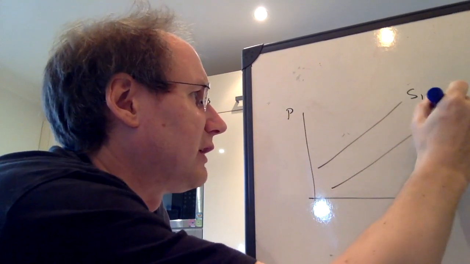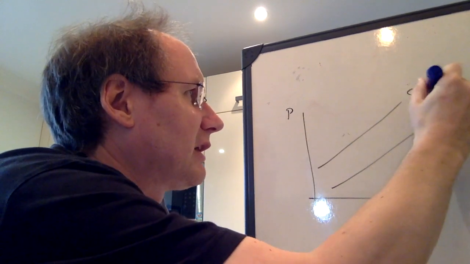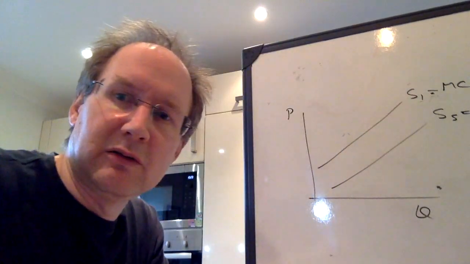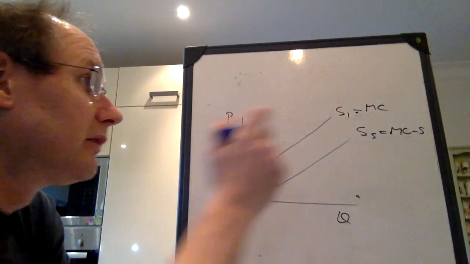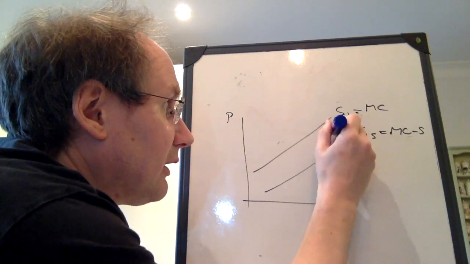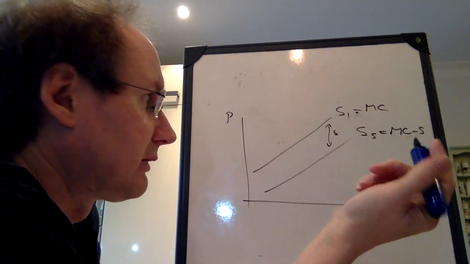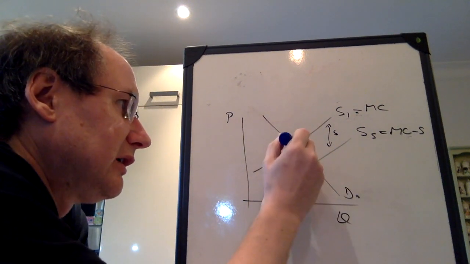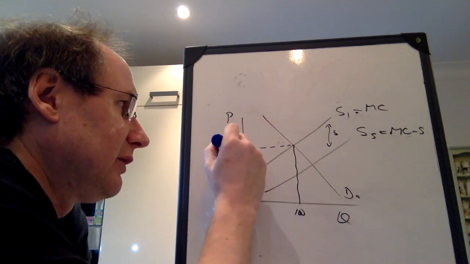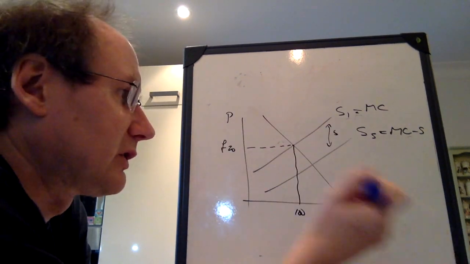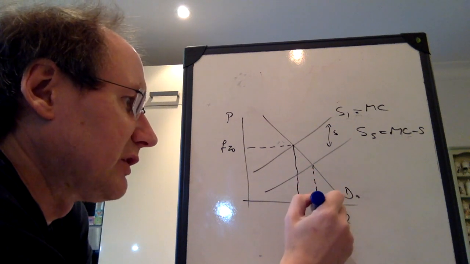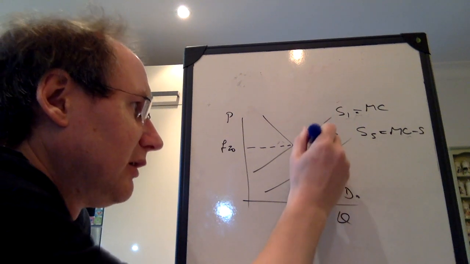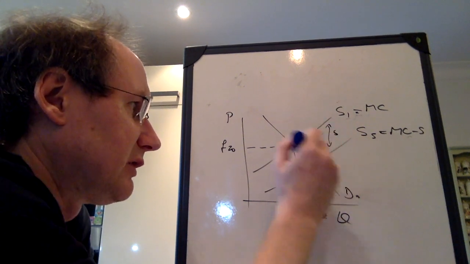So what we know first of all is that a subsidy will shift supply from S1, which is marginal cost, to SS, which is marginal cost minus the subsidy. So what we can say is that the subsidy per unit is S, or £10, or something along those lines. And we know we start here in equilibrium at, say, 100 units, and we know that price is whatever it is, 20 quid. So to find the cost of the subsidy, it's whatever the new quantity is, because that's the number of units on which the subsidy has to be paid, multiplied by the subsidy per unit.